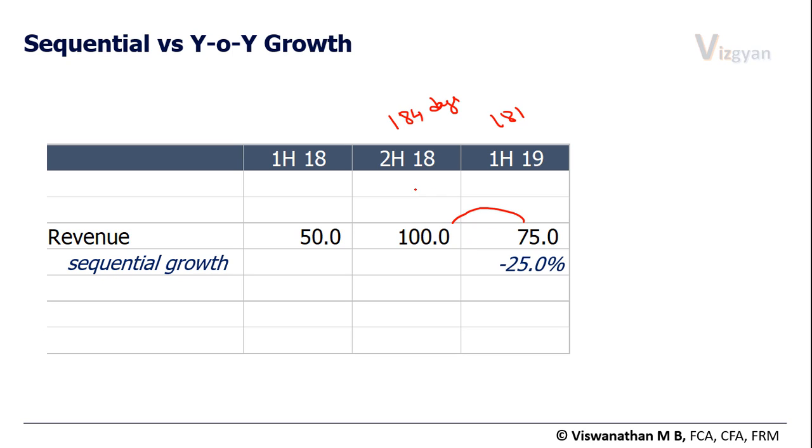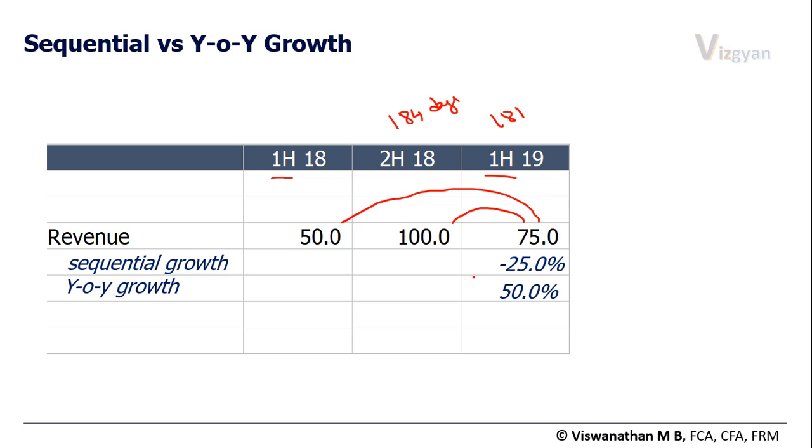So what is the thing that we can do? Typically in financial models, we use what is called a year-over-year growth rate. In year-over-year growth rate, we compare the first half 2019 number not with second half 18, but with first half 18, the same period in the previous year. First half versus first half, just the year is different. When you do that, we notice the 50 has grown to 75. That's a 25 jump on a base of 50, which is a 50% growth.